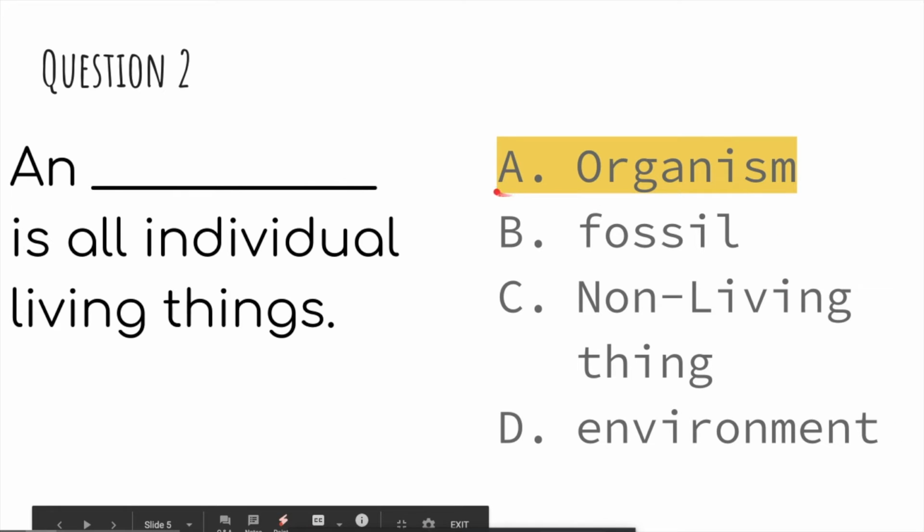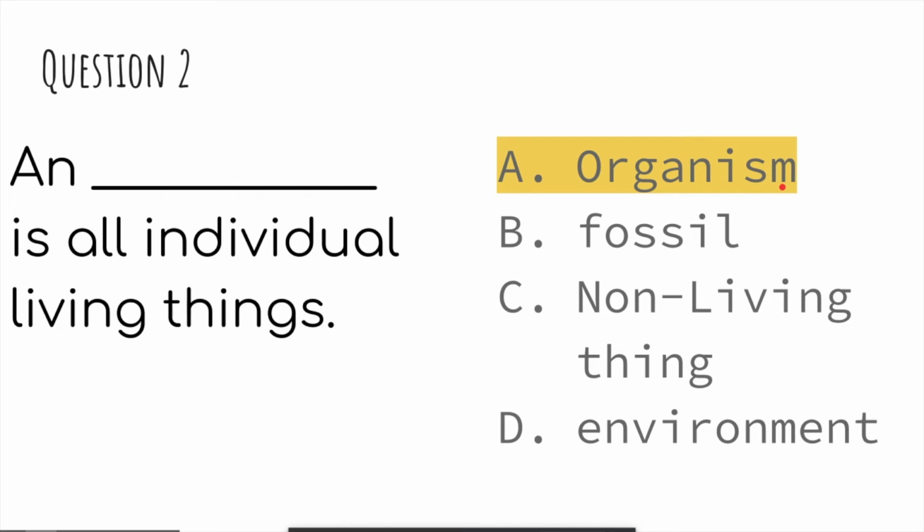If you said an organism, that is correct. Organisms are all the living things on our planet Earth. They include plants and animals.